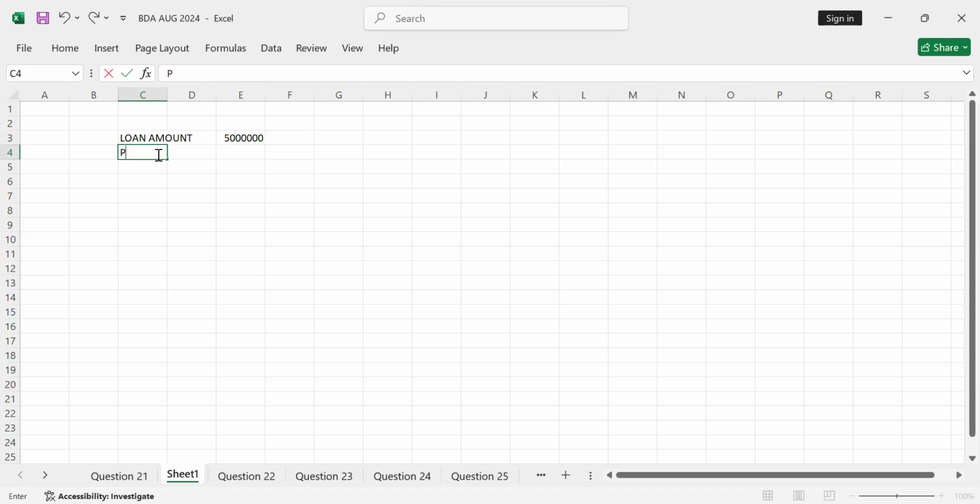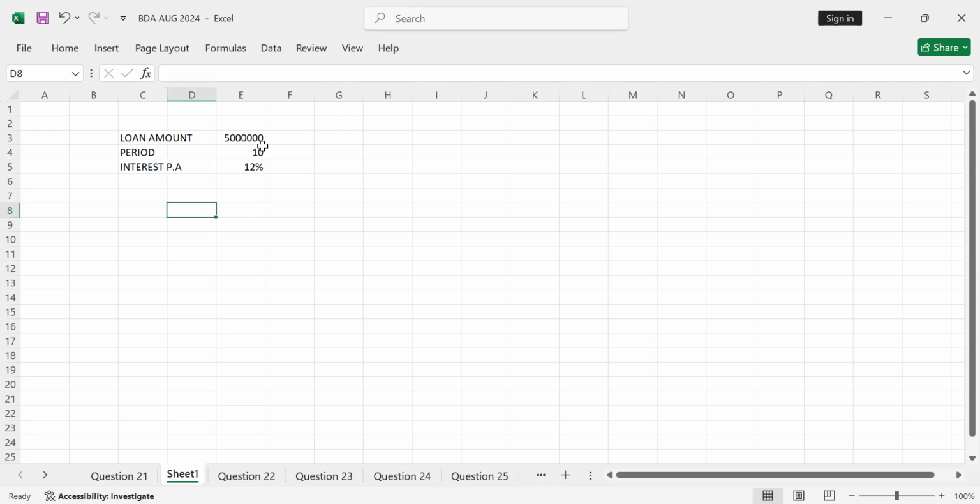Can also talk of period. Period, I can say you pay in 10 years. Yes, interest. Interest I can have as 12% per annum. That way, we can prepare the loan amortization for this one.